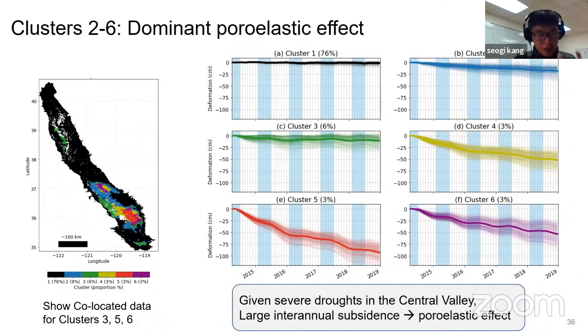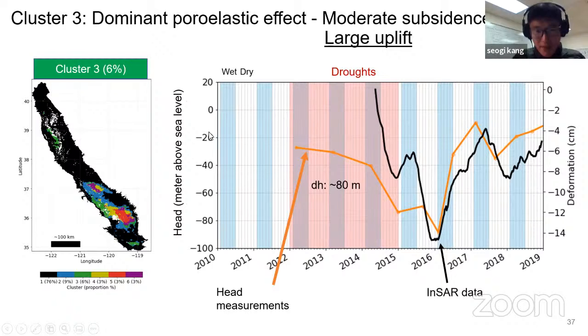Okay, so now I'm going to show the collocated data for clusters 3, 5, and 6. Cluster 3, again starting from the head data: in a drought period, it generally goes down like this, and after that, it recovers. And if you look at the InSAR data, you can see the delay. It's very similar, but the peak is delayed, and that is exactly because of that diffusive process. So between the head measurements in the coarse-grained materials and the InSAR data, there will be a time delay like this. So we can see the correlation.